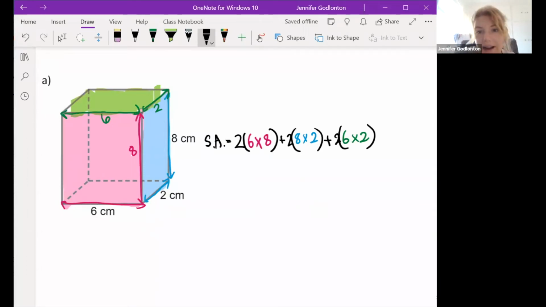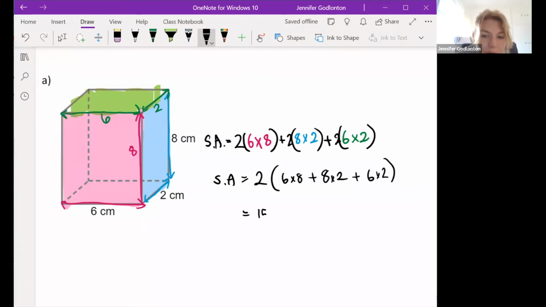So you can either write it like that, or you can write it as your surface area being 2 of 6 times 8 plus 8 times 2 plus 6 times 2. But it'll be the same thing, so it doesn't matter. And the answer is always going to be squared. Okay, hopefully that cleared up some of the confusion.